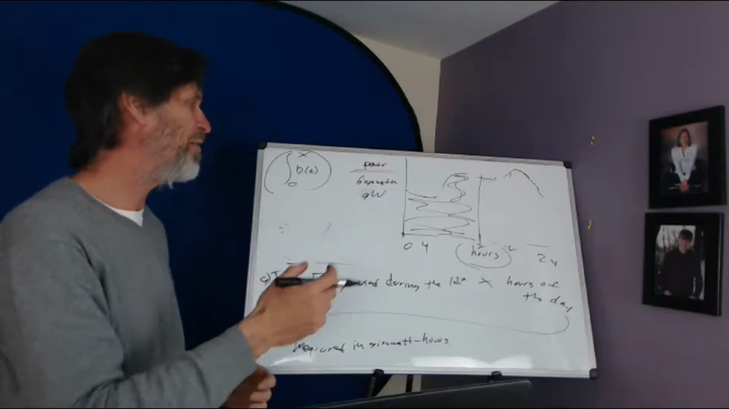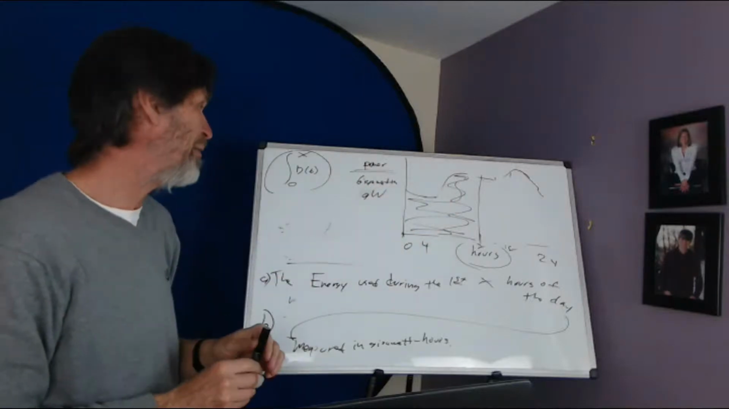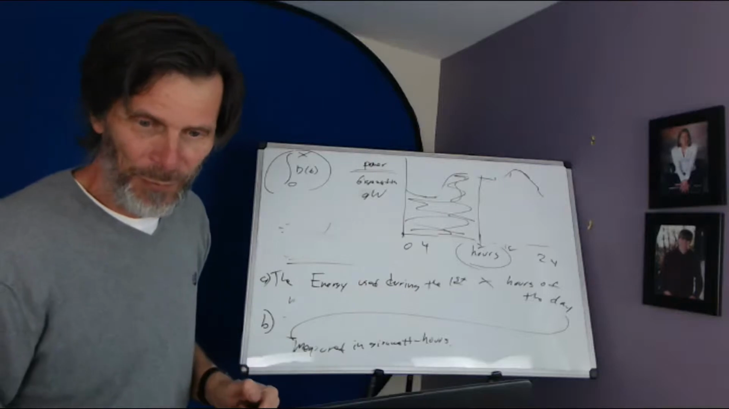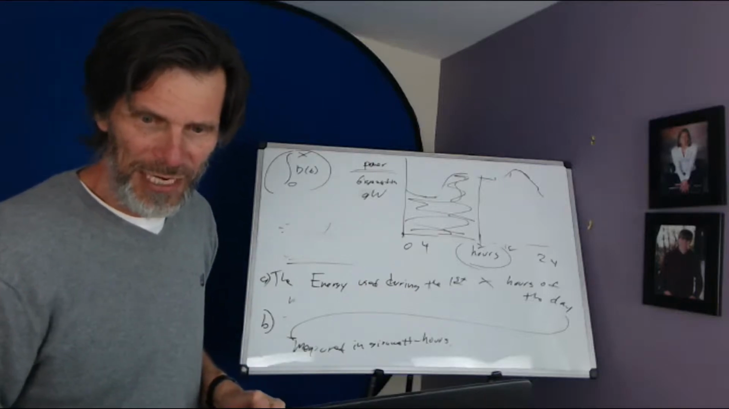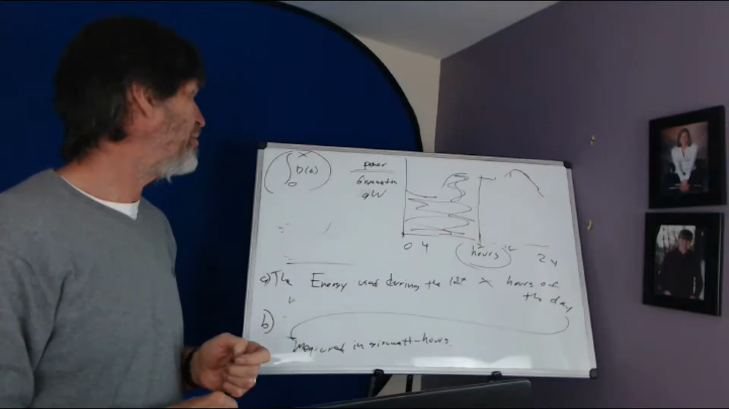So instead of saying from 0 to X, how about maybe from midnight till X hours after midnight? That'd be fine. I like this. This is a little more succinct. Measured in gigawatt hours for sure. Okay, so part D, would that mean the average energy used? Well, it's not going to be the average energy used.